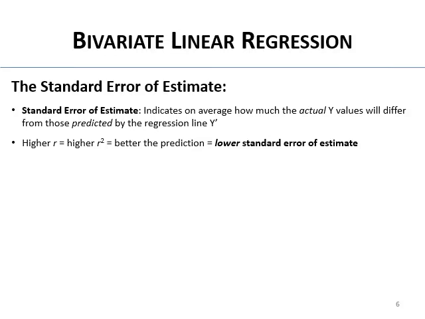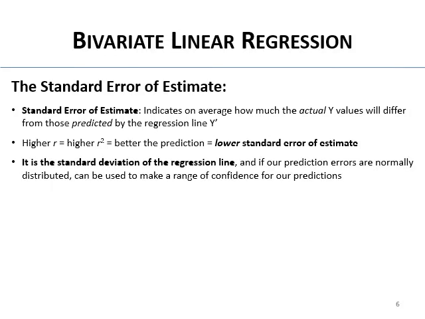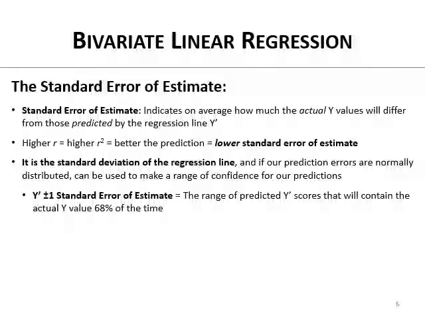So higher R squared equals better prediction, which means you'll have a lower standard error of estimate. Your predictions are better is really all this means, okay? Less error in your predictions. So the standard error of estimate is the standard deviation of the regression line. It's on average how crappy our prediction is. On average, how much our predictions differ from average. The line is the average in this case.